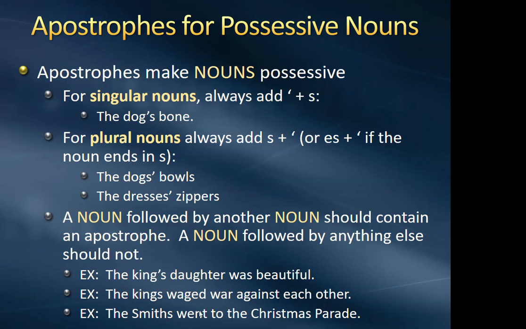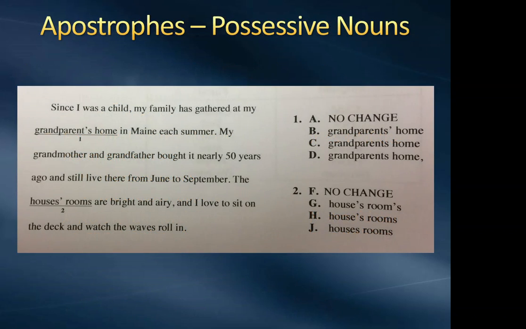All right, the Smiths went to the Christmas parade. We do not need an apostrophe S there, it's a noun followed by a verb. Now, a lot of people end up, especially when they're doing Christmas cards, putting apostrophe S's where they don't need them. So if you're talking about the Smiths, the individuals in the Smith family, and that's just a plural form of Smith, then you just need an S, not an apostrophe.